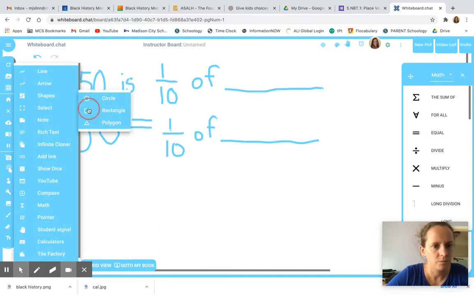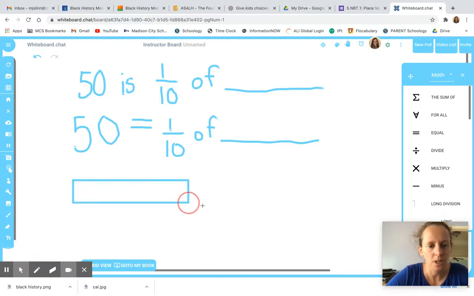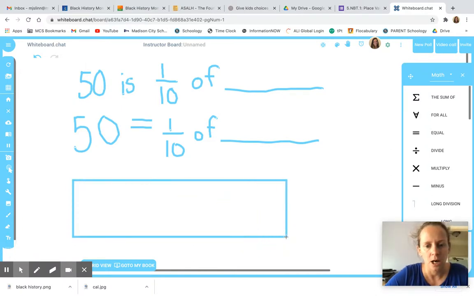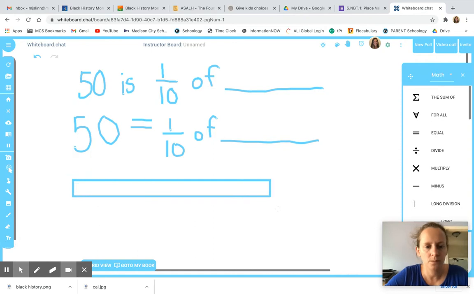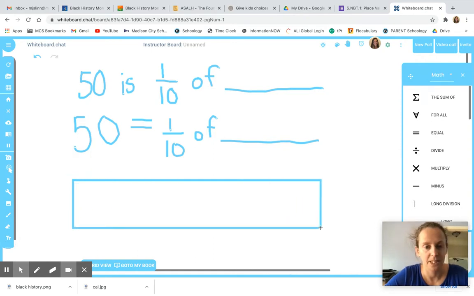Shapes, rectangle. Okay, so here is our rectangle. This rectangle represents some number that is larger than 50. We don't know what quite yet. And we're going to divide it into 10 equal pieces because we're working with tenths. So we need to divide it into 10 equal pieces.